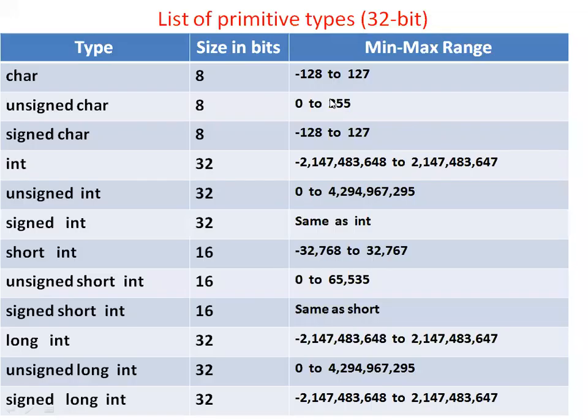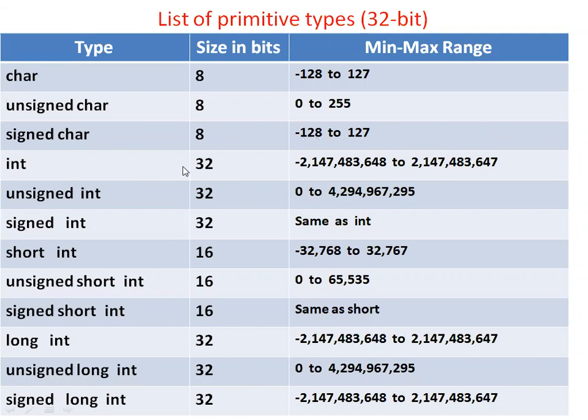Now you can see the range of values. For char, signed and unsigned, whatever we calculated is demonstrated here. Just see here quickly. Character is 8 bits, minus 128 to plus 127. We did this. Just cross-check with your numbers on your paper. Unsigned is 0 to 255. Signed char is minus 128 to plus 127.